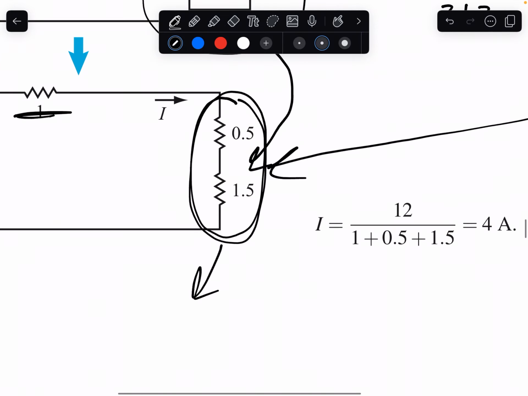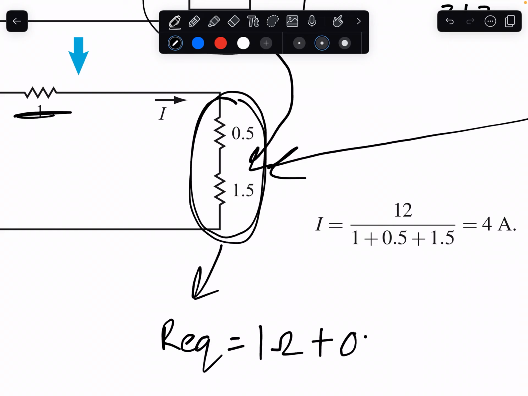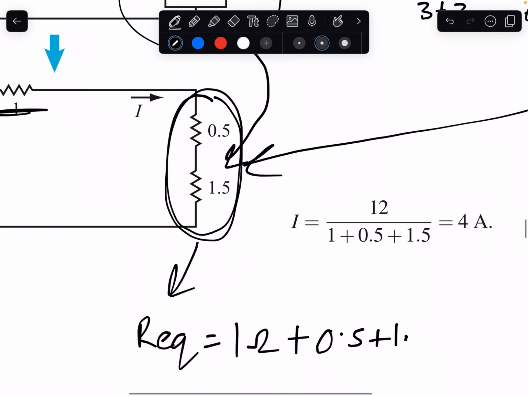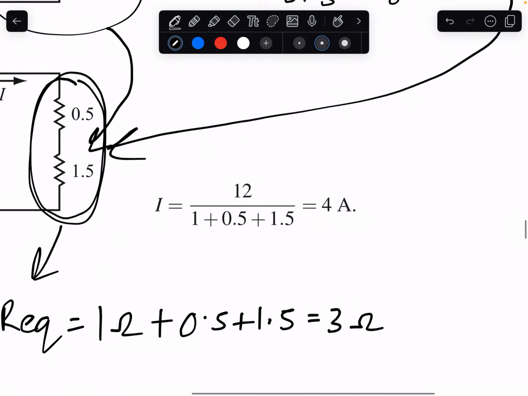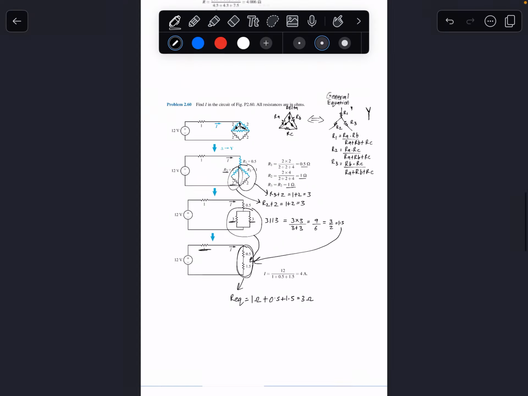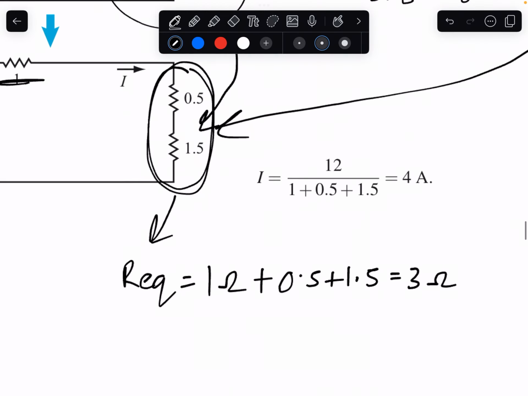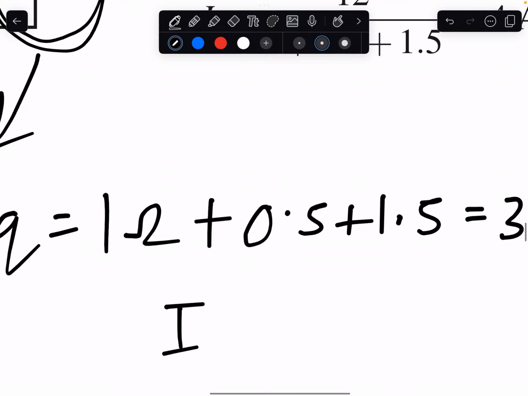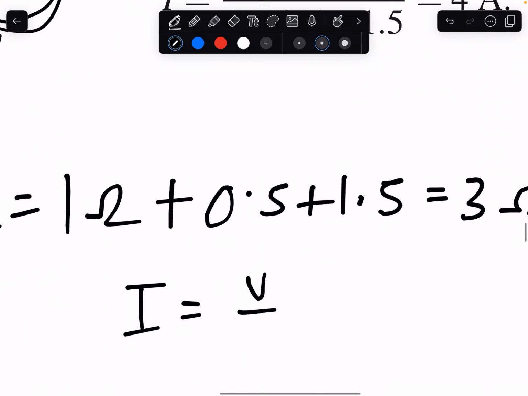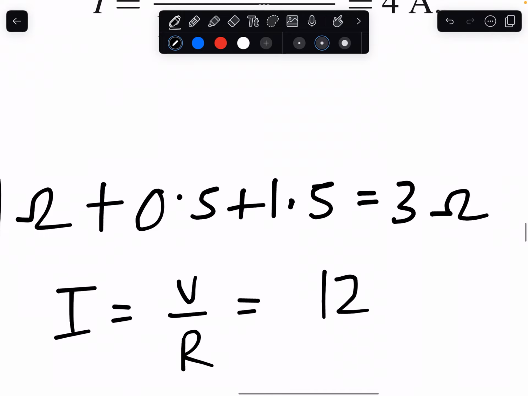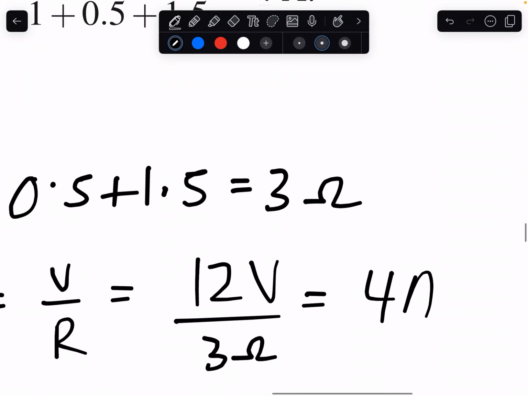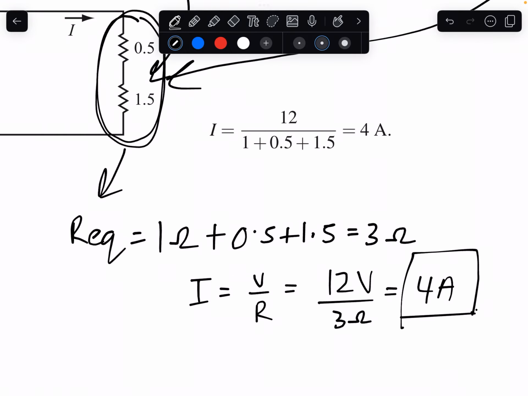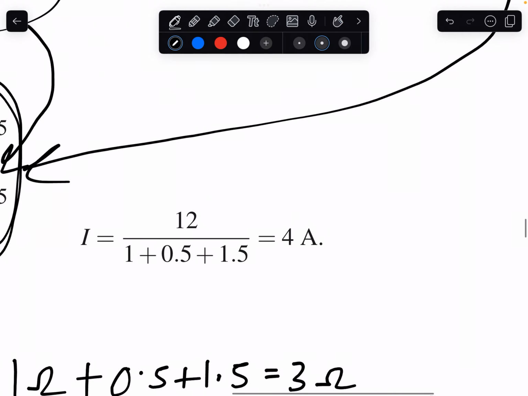And so to find the total resistance for this circuit right here, it's gonna be the 1 ohm right here. Don't forget about that. Req will be the 1 ohm plus the 0.5 plus the 1.5. And this will give you 3 ohms. And the goal for this problem was to find the current. So using Ohm's law, we could say I equals V over R, which is the 12 volts over the 3 ohms, which will give you 4 amps. So yes, that is the answer right here.